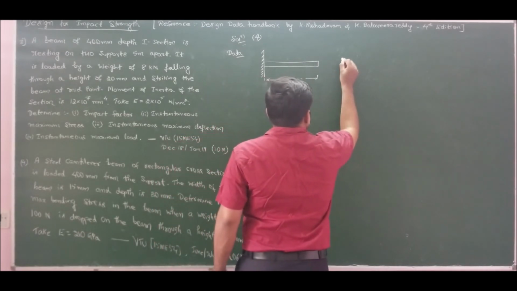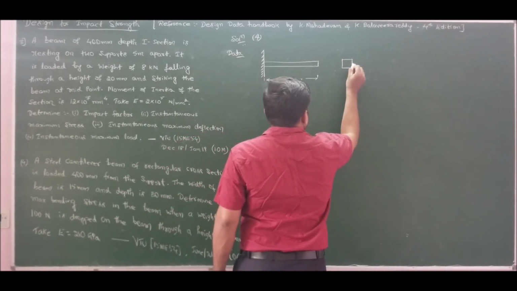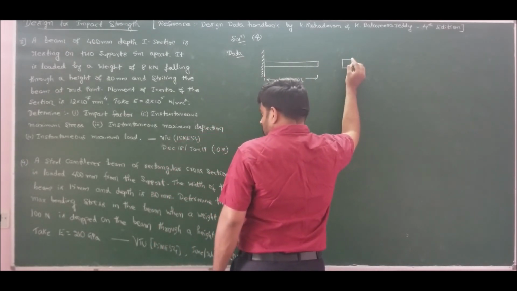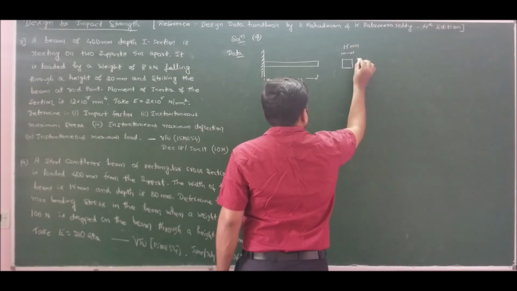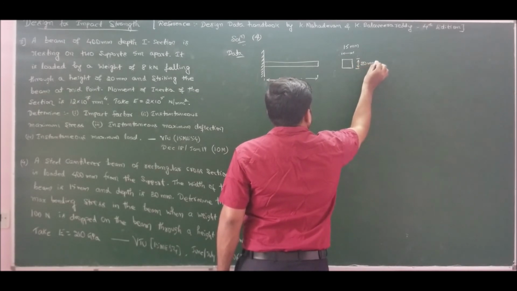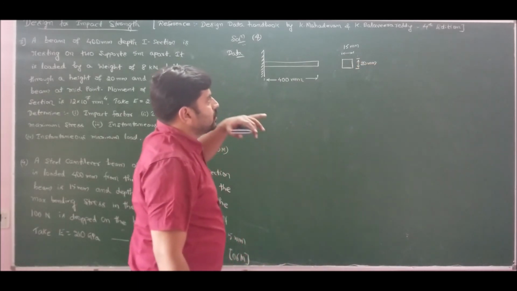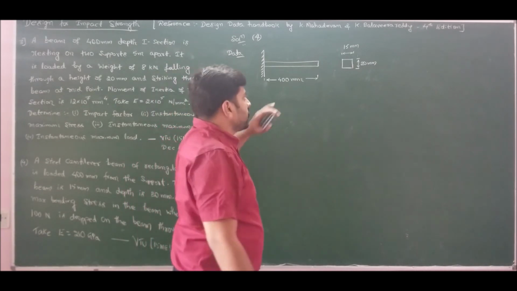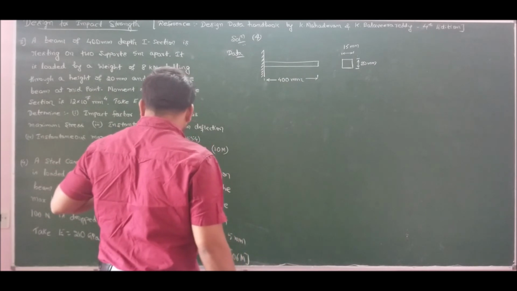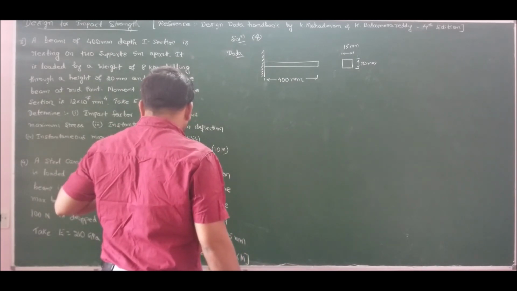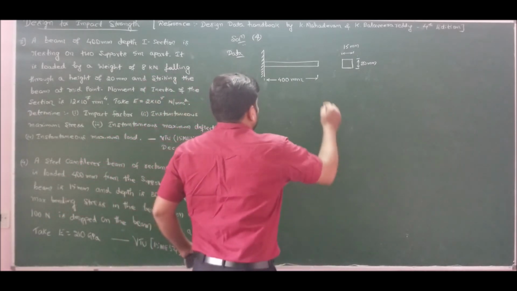He has given the cross section. The cross section of the beam is 15 mm wide and 20 mm deep. As we all know, depth of the beam should be higher than the width, and it is correct here also. Determine the maximum bending stress of the beam when the weight of 100 Newton is dropped.